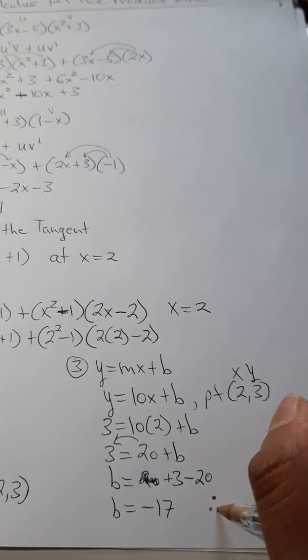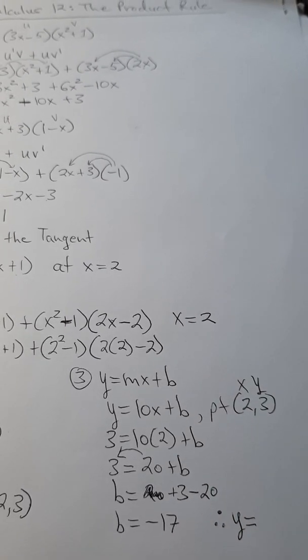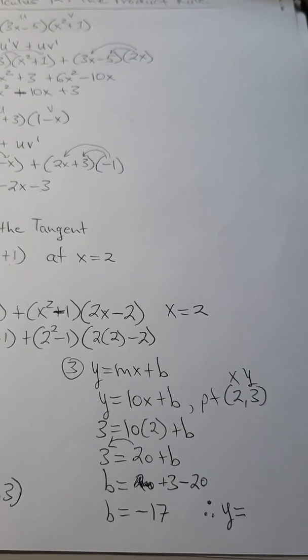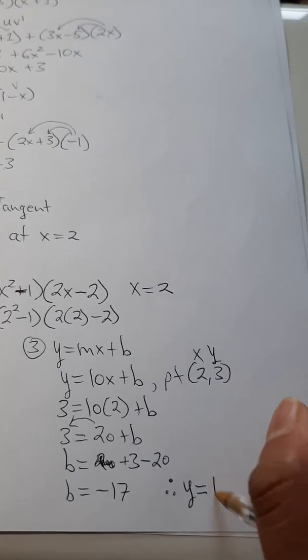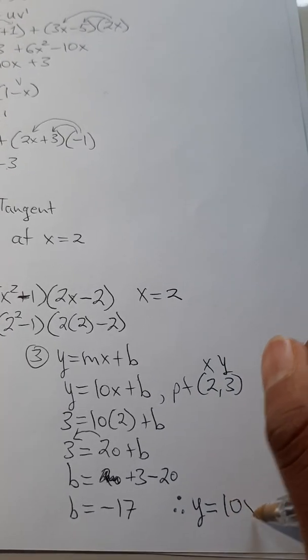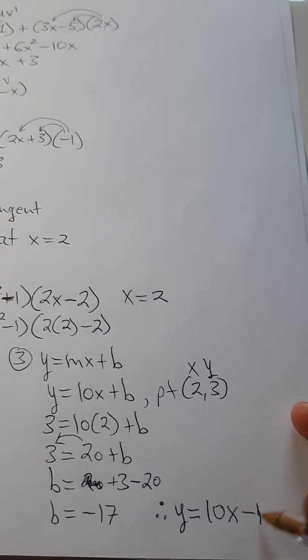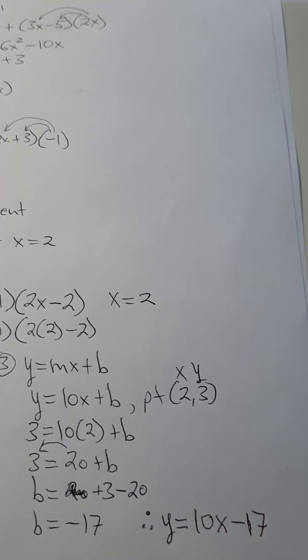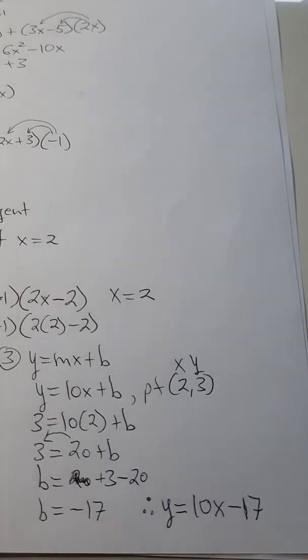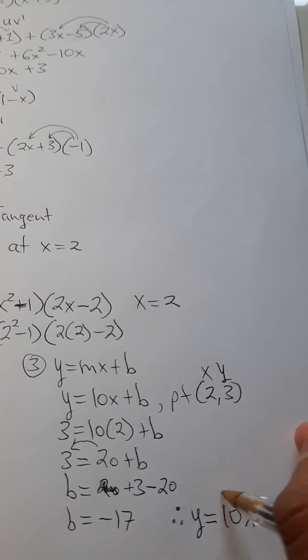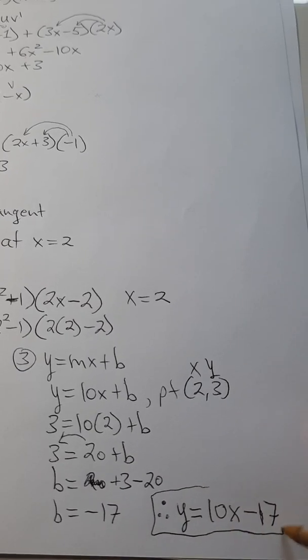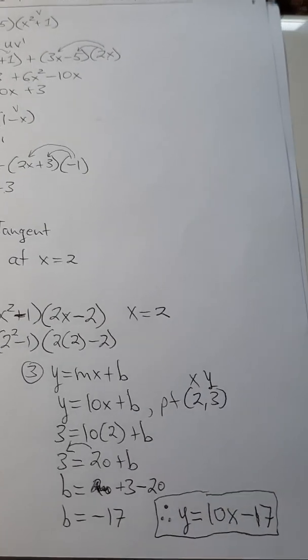Therefore, our equation for the tangent to this curve is going to be y equals 10x, which is the slope, and then minus 17, which is the value of b. And that's actually the y-intercept, if you remember from previous years. So this is my equation.